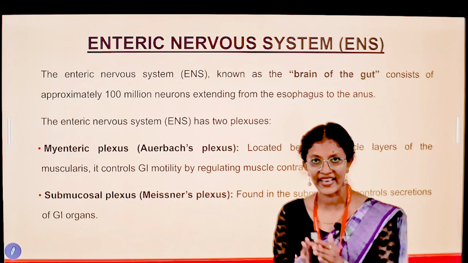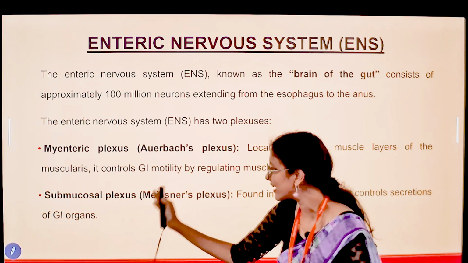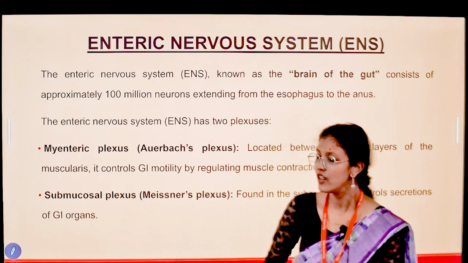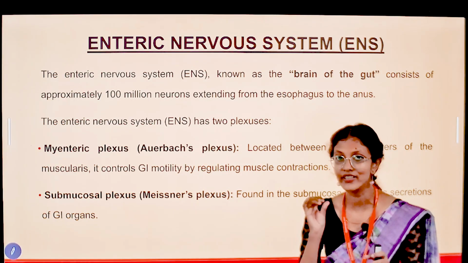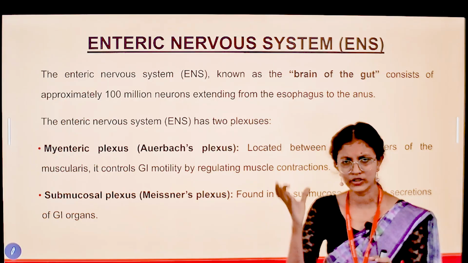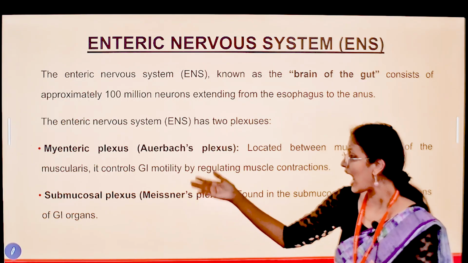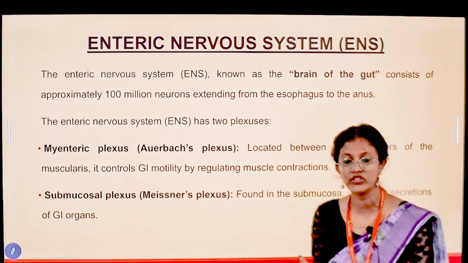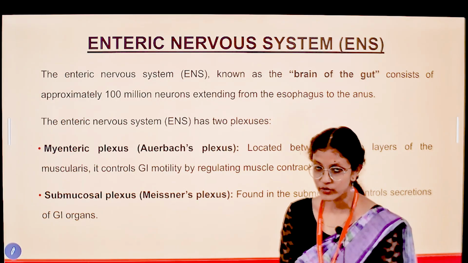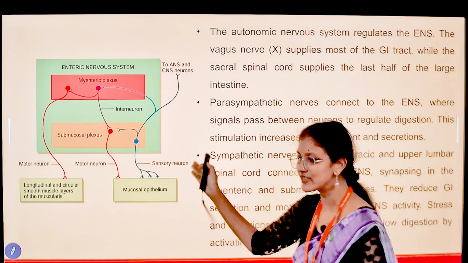So there are two plexuses, those are the nerves. One is the myenteric plexus and the second one is the submucosal plexus. The myenteric plexus is responsible for the contraction and relaxation of your stomach and even the small and large intestine, and the submucosal plexus, which is present in the submucosal area, is responsible for the mucosal secretion. And here we can see the structure.